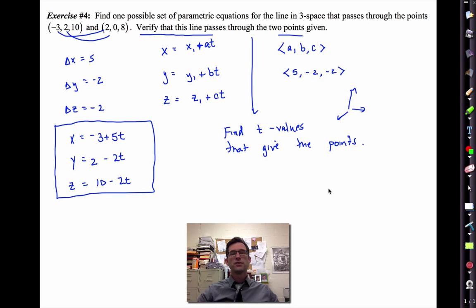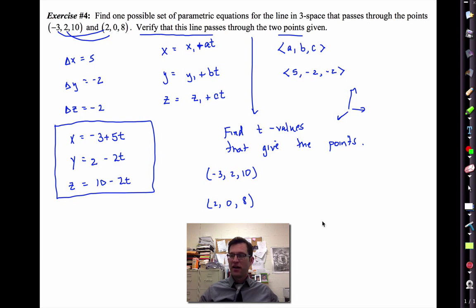Pause the video for a minute and try to figure out if you can come up with the t value that puts you at -3, 2, 10, and the t value that puts you at 2, 0, 8. Pause the video for a second. You should be able to do that.